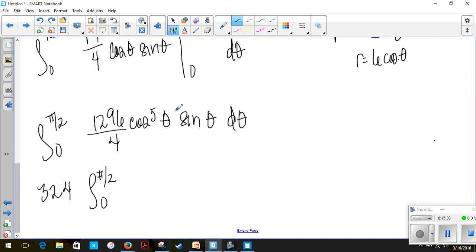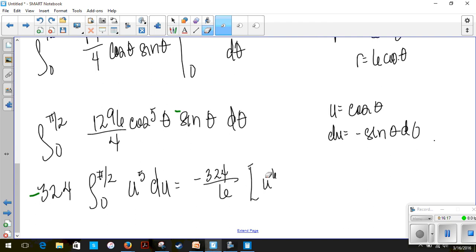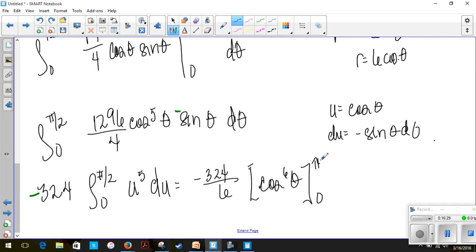And if u is cos, du is negative sine d theta, so I will need a negative in and a negative out. And it becomes u to the 5th du. I know technically the limits should change, but we'll be fast, so we won't worry about it. 324, this is now u to the 6 over 6. And we're going to take our u to the 6. Well, it's not really u, right? It's actually cos to the 6th, 0 to pi over 2.